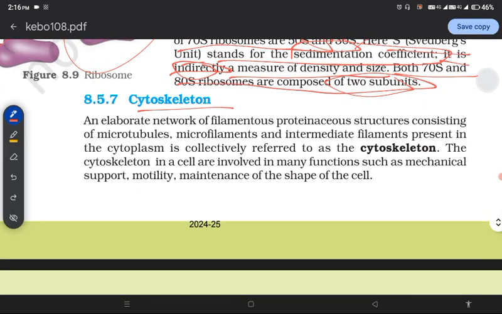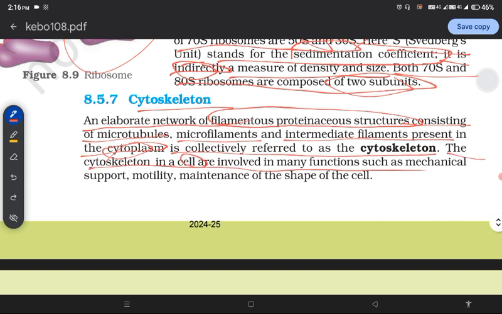Cytoskeleton. An elaborate network of filamentous proteinaceous structures, consisting of microtubules, microfilaments and intermediate filaments, present in the cytoplasm, is collectively referred to as cytoskeleton. The cytoskeleton in a cell is involved in many functions such as mechanical support, motility and maintenance of the shape of the cell.